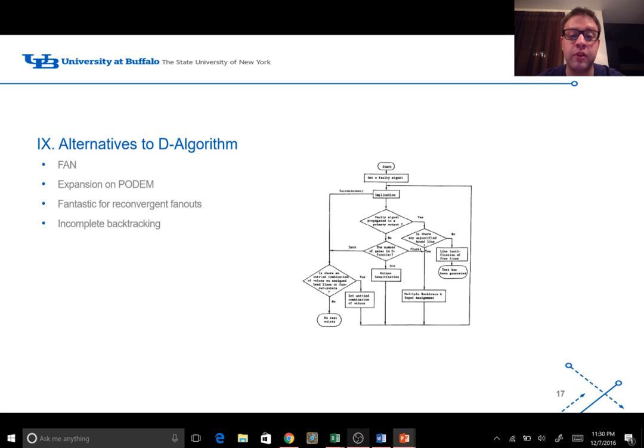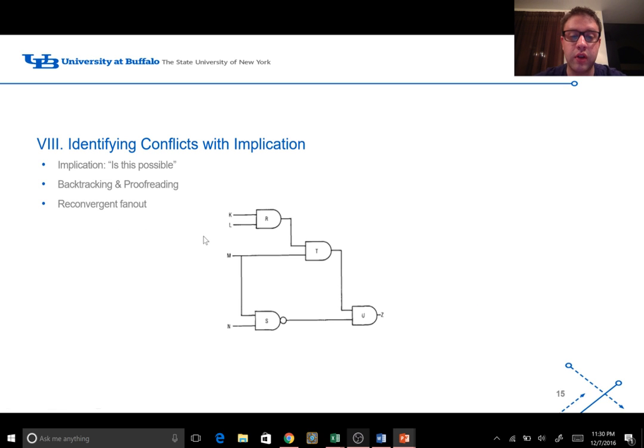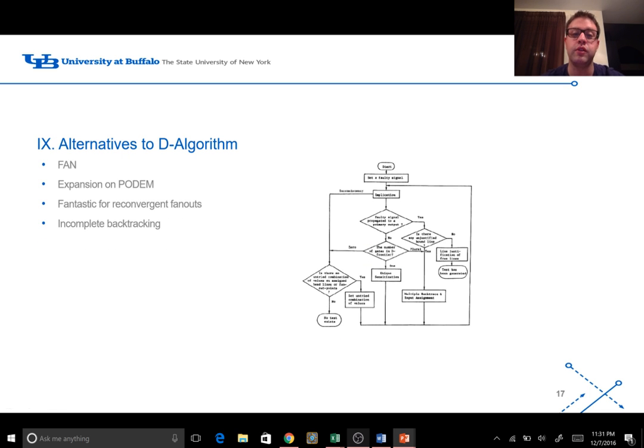And then after PODEM came something else called FAN, and this is an actual diagram from the 1995 paper that published FAN. It's an expansion on PODEM, fantastic for reconvergent fan-outs, because it uses something called incomplete backtracking. So when it goes to analyze a circuit such as the one here, if we have a complete path from, say, N to Z, it doesn't necessarily need to backtrack all the way to M, K, or L. It's content to stop at those points, and it allows testing to go on regardless of the input.